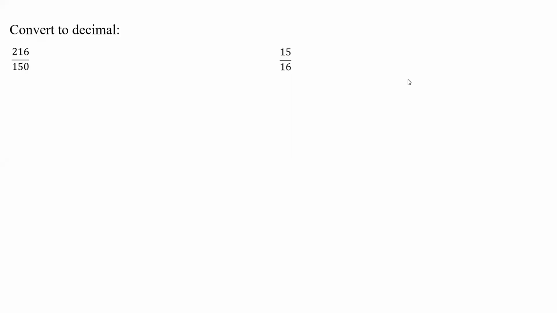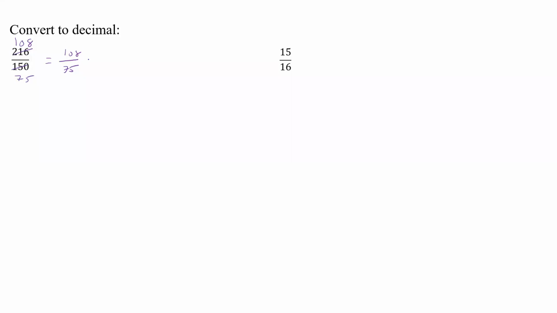Okay, so we're going to do more examples on converting fractions to decimals in different formats. So the first one, I'm going to go ahead and reduce this as much as possible before I start, and then I can go ahead and do the division. So 2 will go into 150 75 times. 2 will go into here 108. And so now I have 108 over 75.